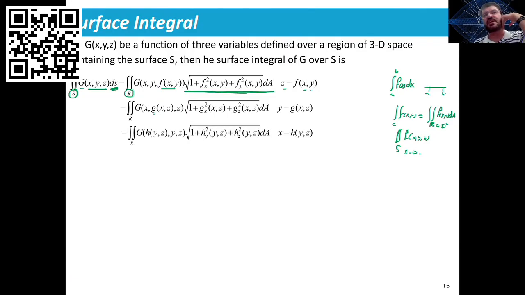If we are dealing with g as a function of x and z, then we say g_x and g_z squared. If we are talking about x as a function of y and z, then we say h_y squared and h_z squared. And this is how you integrate this surface integral. So what's the surface integral, guys, in general? This is the major theorem. This is the major one.